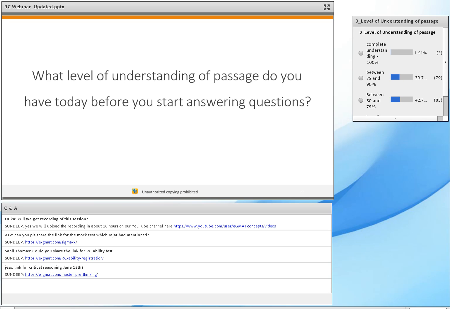And when I see 40% of you are in that 75 to 90%, what it tells me is you think you've gotten to know the RC passage way more. I mean, way more, if you think that you know most of what's there in a passage than you actually do. So we're going to really see that.